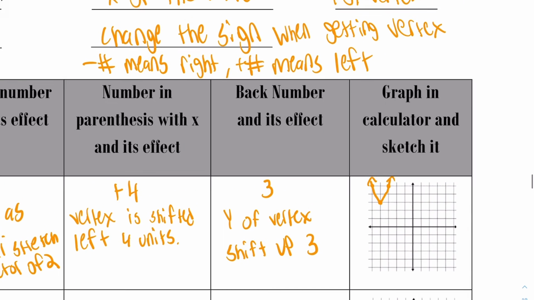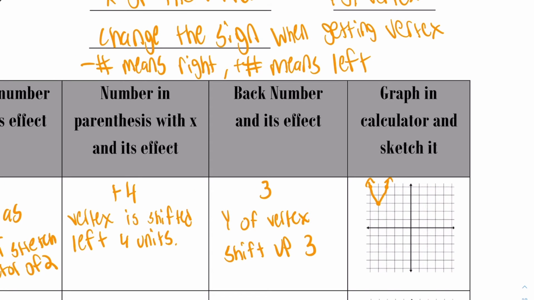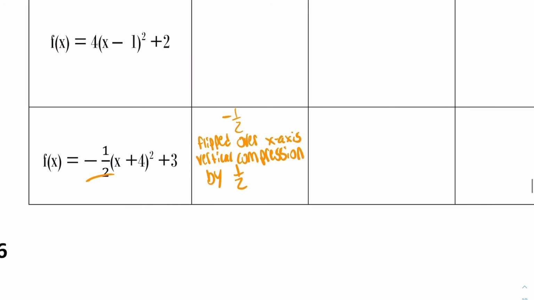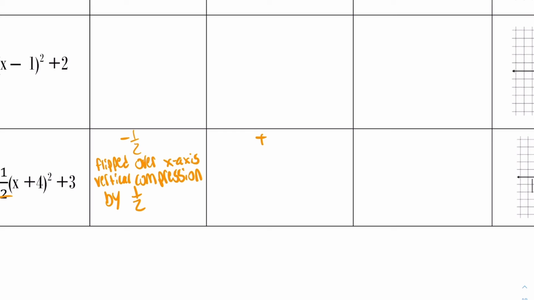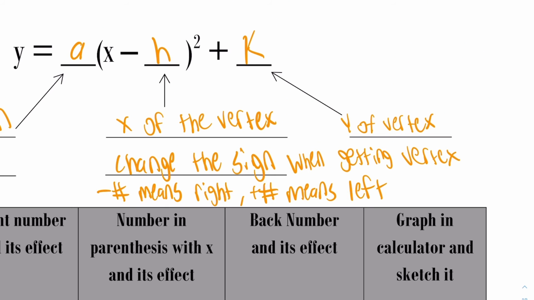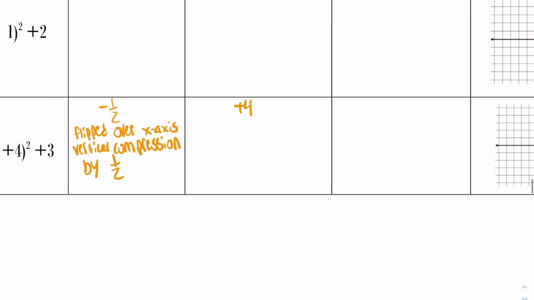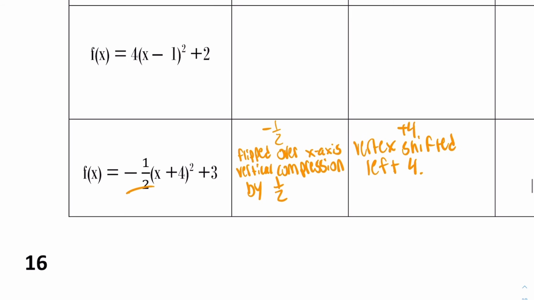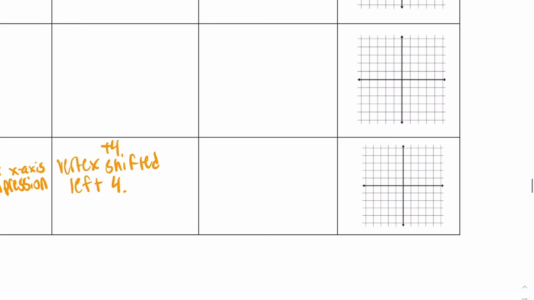The next two things we have to answer are the number in the parentheses and then the last number. The number in the parentheses here is a +4. A +4 means that we are going to shift to the left. Vertex shifted left 4. The +3 means that the vertex was shifted up 3.